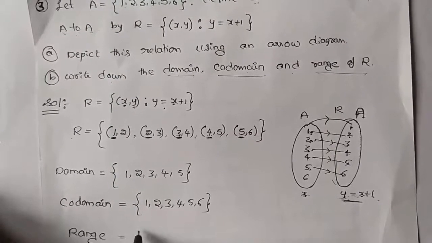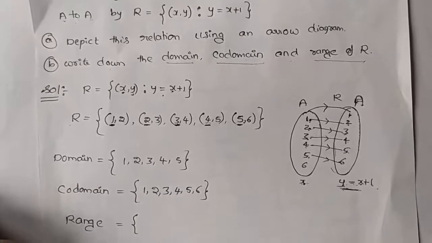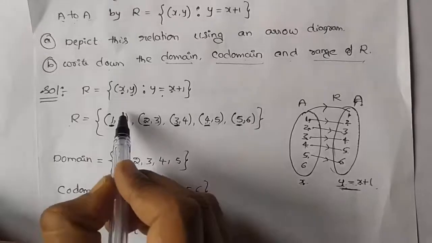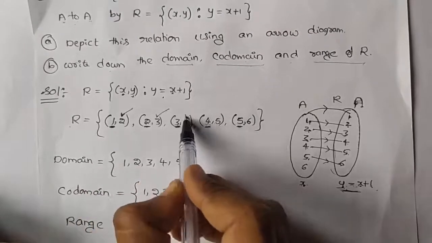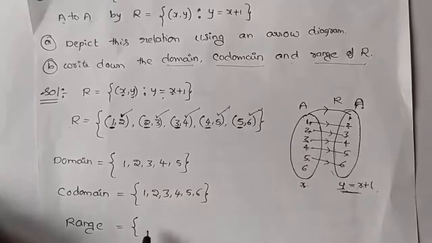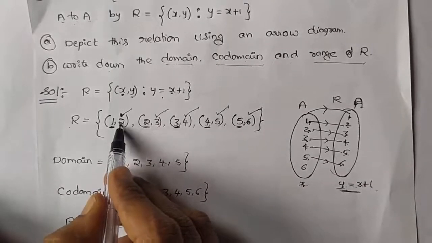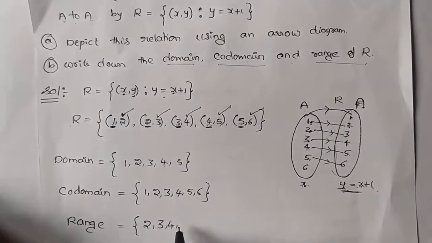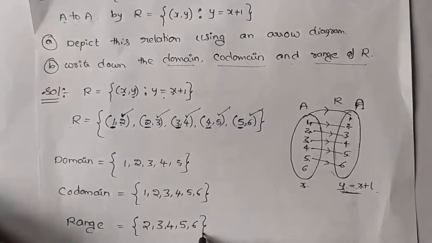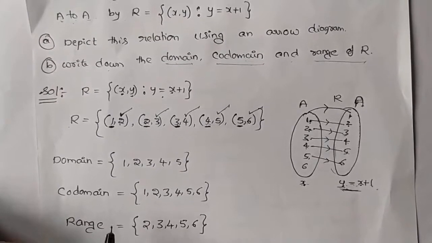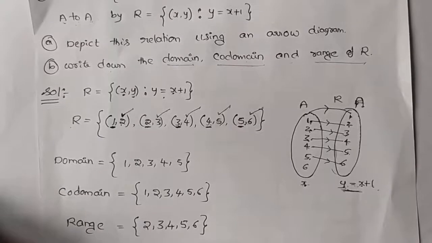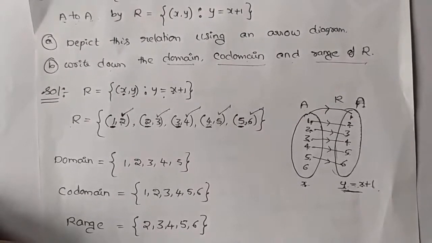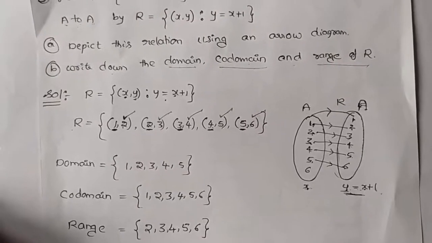What about the range? The second elements of the ordered pairs in a relation R are called the range. The second elements are 2, 3, 4, 5, 6. So 2, 3, 4, 5, 6 is the range of the given relation. Hence, this is the procedure to find the domain, codomain, and range, and also to define a relation.